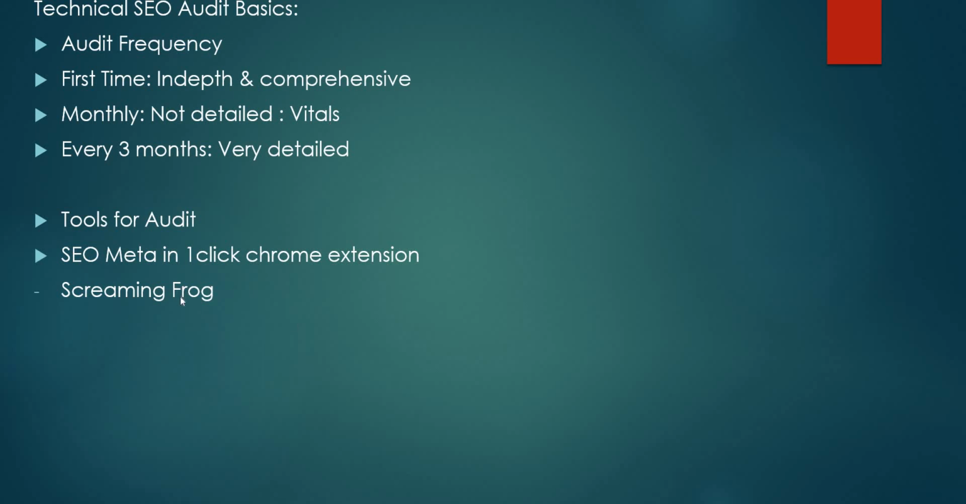All right, Screaming Frog, this is another tool. It's a very popular tool used by a lot of SEO professionals, and it's so easy to use. I'll show you this in the following video. Deep Crawl is another one. Google Analytics shows you the page speed, timing, etc., and Google Search Console. All right, so let's go ahead and check SEO Meta in one click.